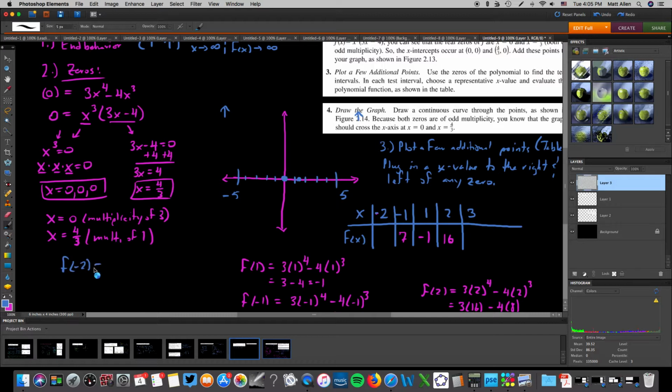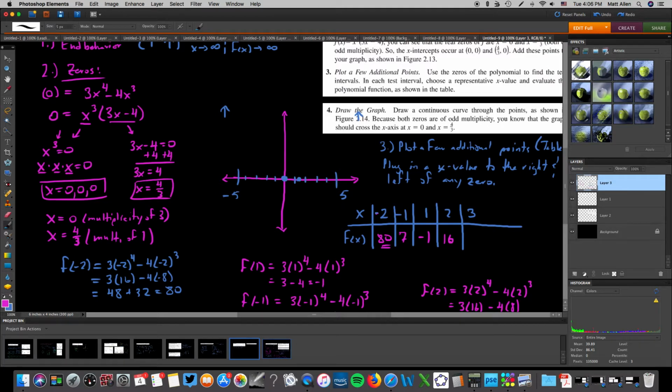What if I had plugged in -2? And so I would have gotten 3 times -2 to the 4th minus 4 times -2 to the 3rd, which would be, now let's see, 2 to the 4th would be 4 times 4 is 16. But here, -2 to the 3rd actually comes out to be a -8. And so what we get is this 48 in front plus 32, which is 80. You guys, 80. So I'm still going to put that on my table, but what this goes to show is we could probably stop there because now I can see that my y values are climbing without bound.